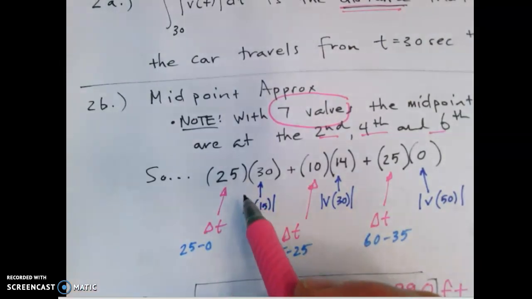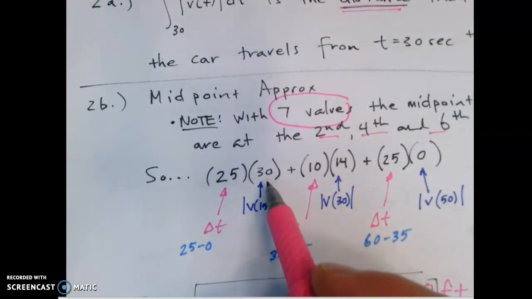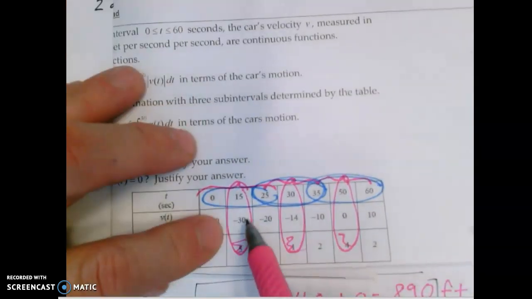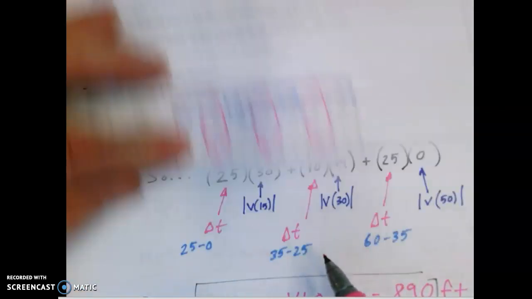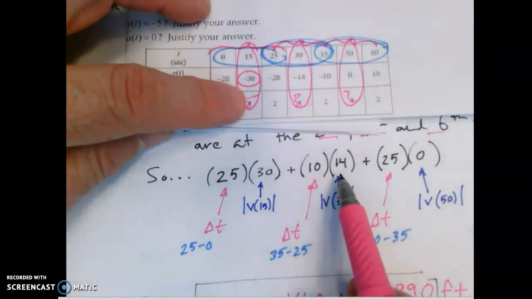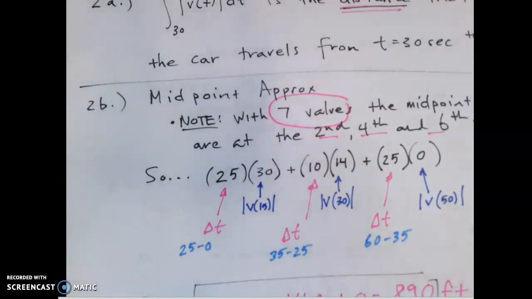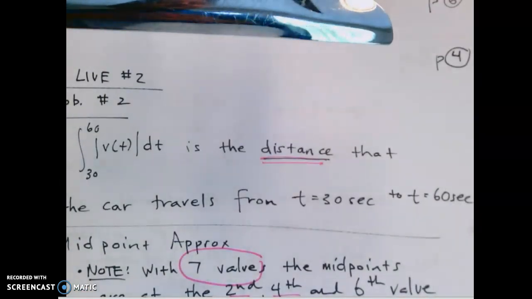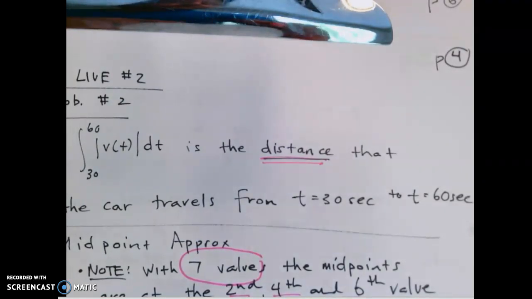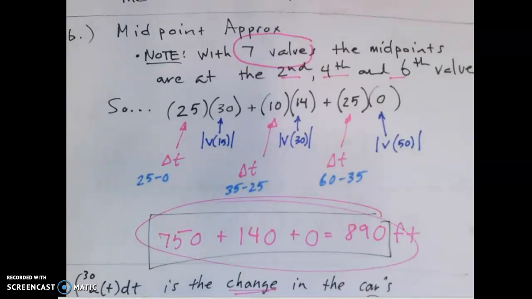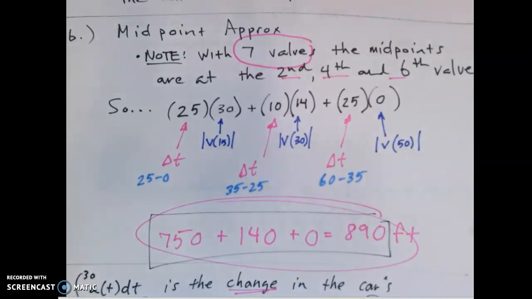Our values that we're looking at are our v of t values. So v of 15, right here, is 30. Remember, we're talking absolute value. V of 30 here is 14. That's my v of 30. And 0 is my v of 50. Okay? So that is my midpoint approximation. These are 3 rectangles: 25 times 30, 10 times 14, and 25 times 0. Adding them all up, I get 890 feet. That is our approximation using the midpoint formula of distance traveled on that 60-second span.